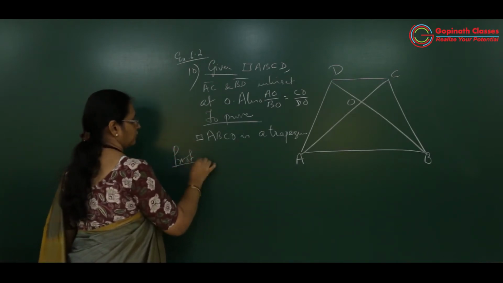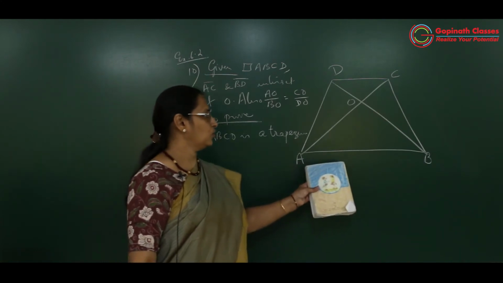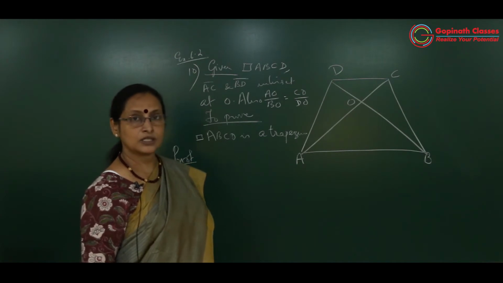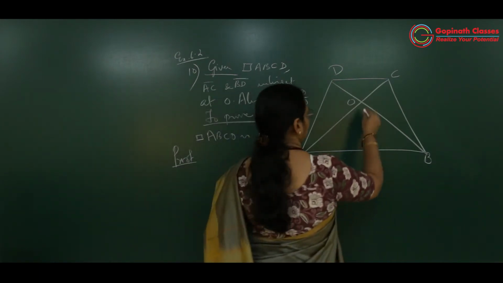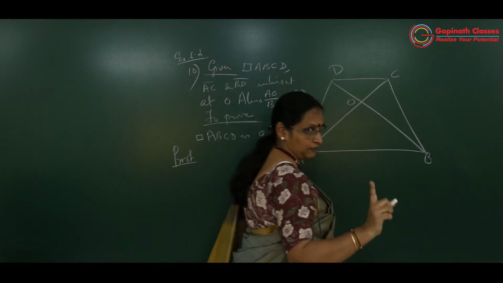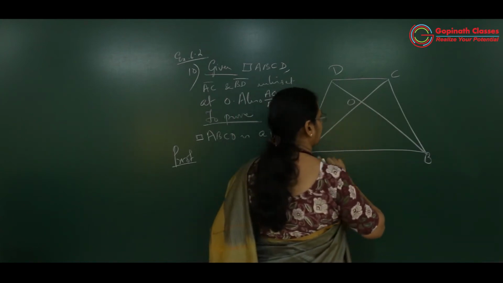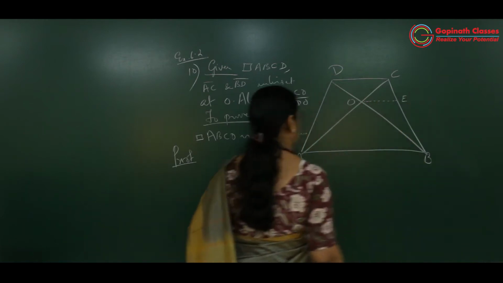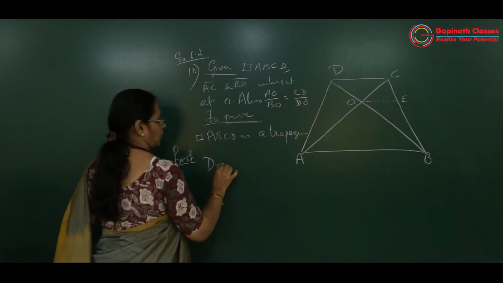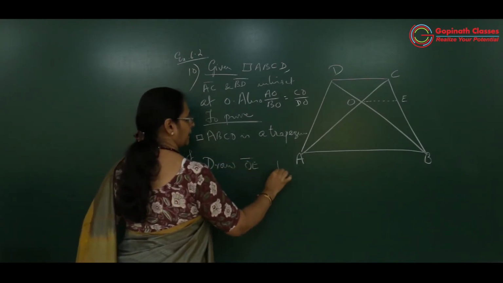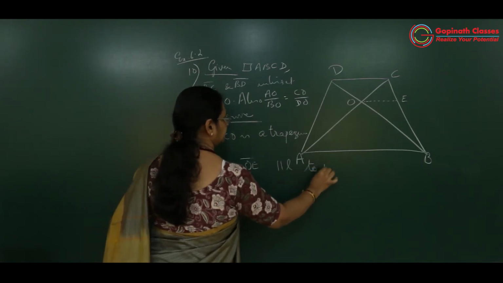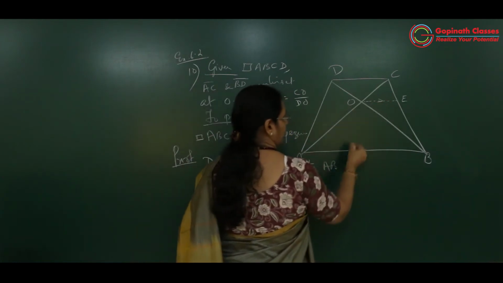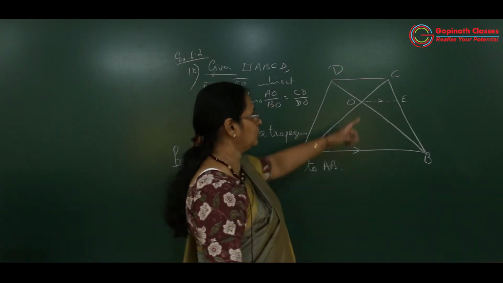Proof. We know that these two are intersecting at O. So we will do a construction: a line through O which is parallel to AB. We don't know whether it's parallel to CD. Let's make a line A, B, C, D, E, O, E. So we draw OE parallel to AB. I am drawing OE parallel to AB. If these two lines are parallel, we can apply BPT.